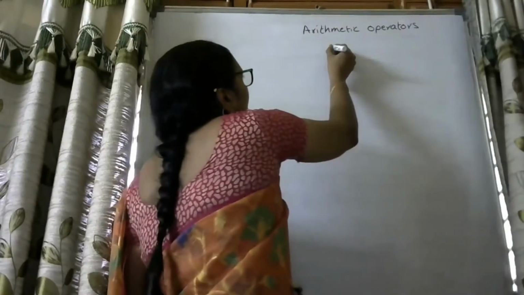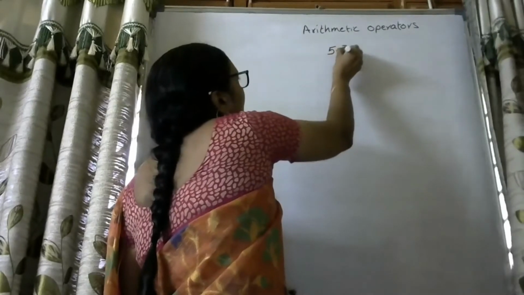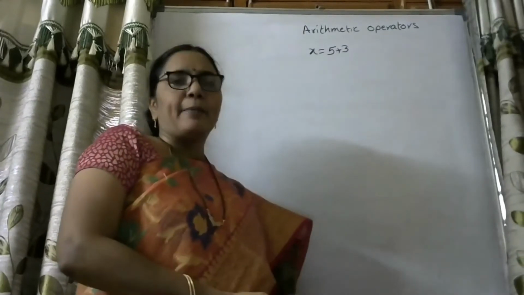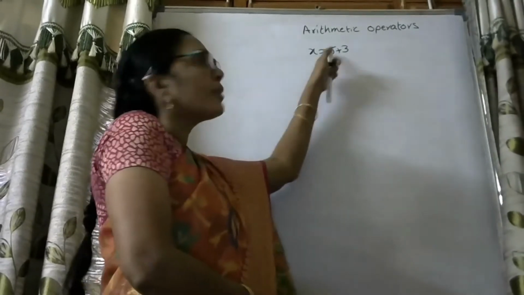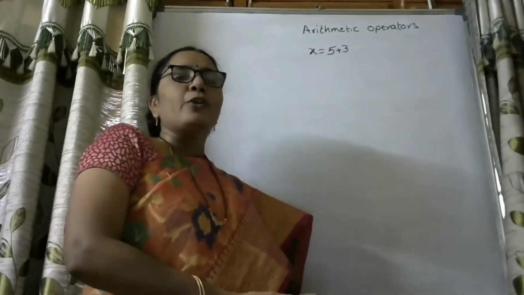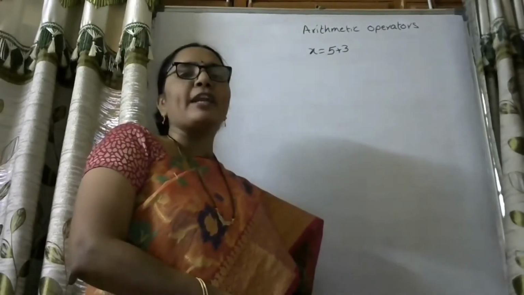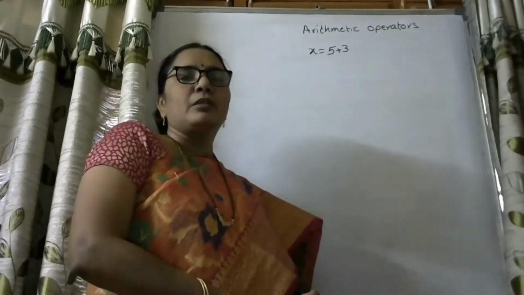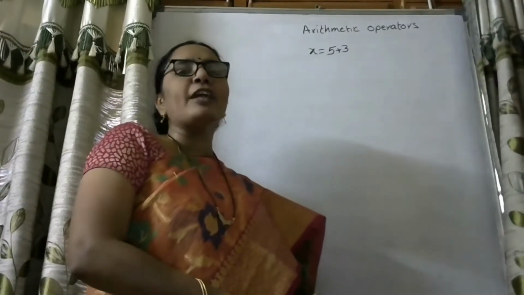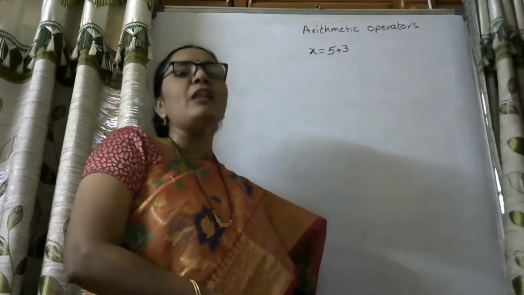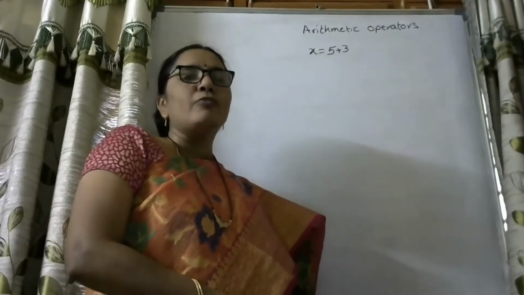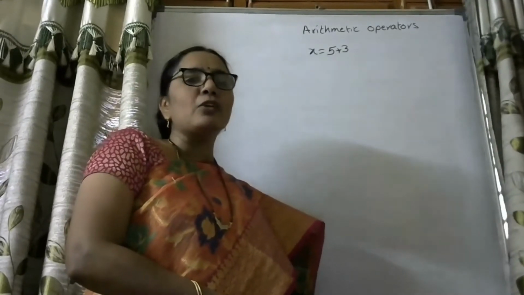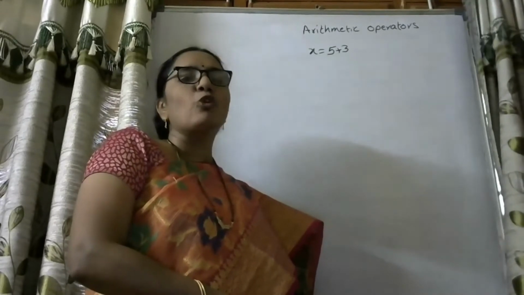If I write x is equal to 5 plus 3, then plus is an arithmetic operator. Why? Because it takes numerical values as the input: 5 and 3 are the numerical inputs. And after evaluating 5 plus 3, you get another numerical value. So, an arithmetic operator takes numerical values as the input and produces numerical values as the output.